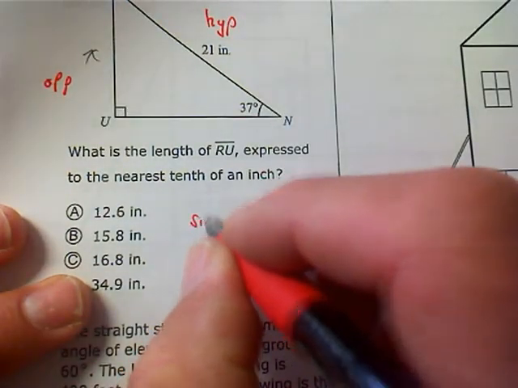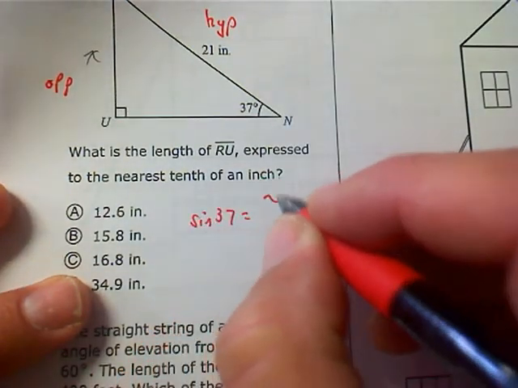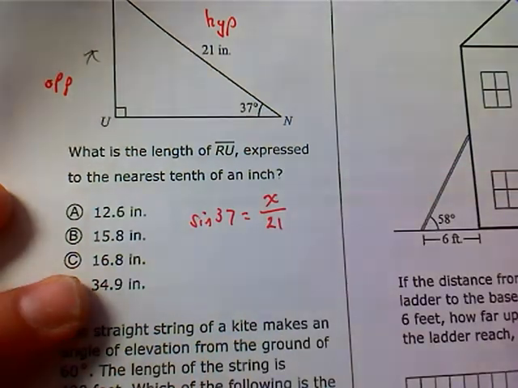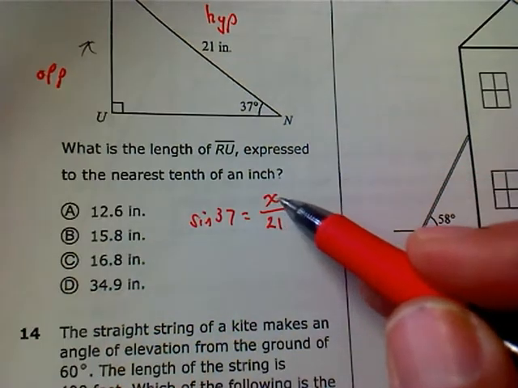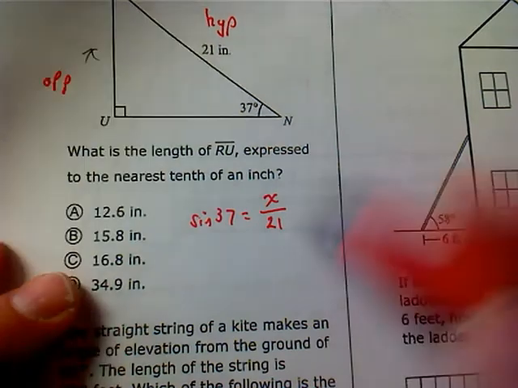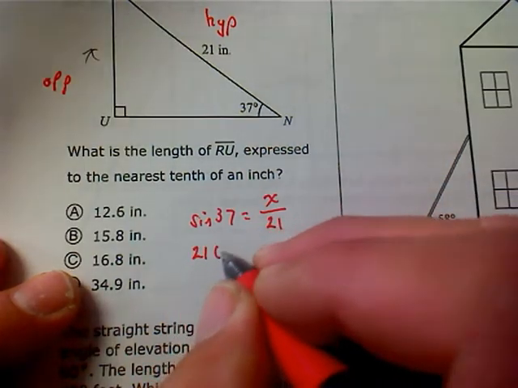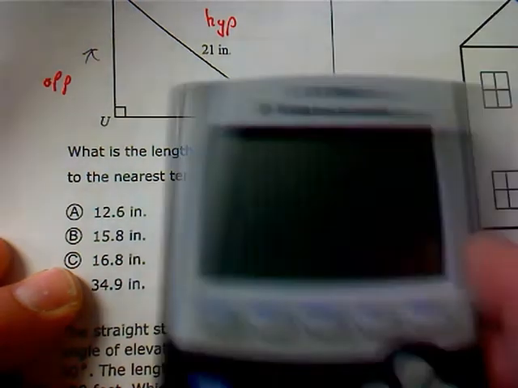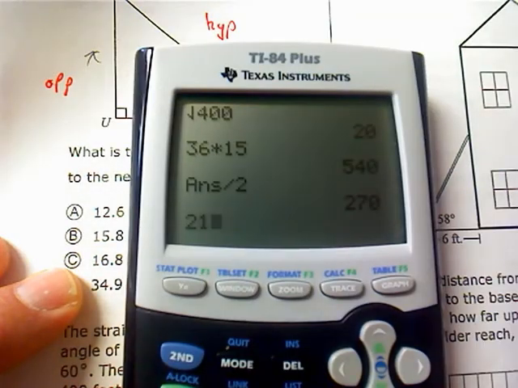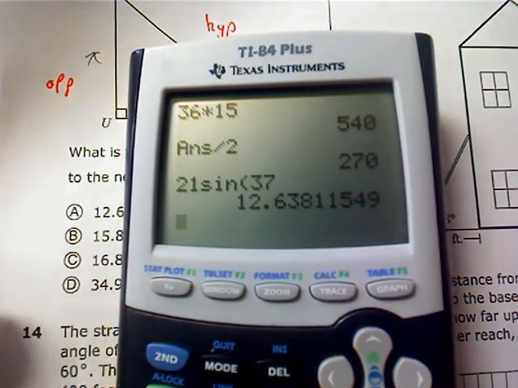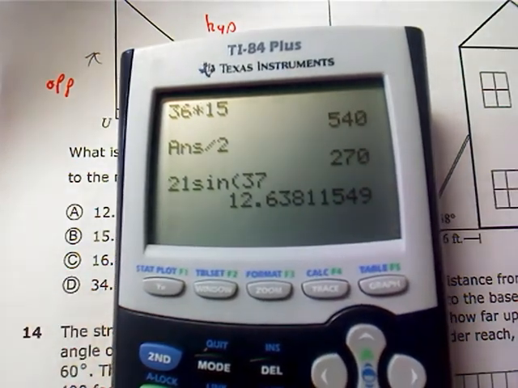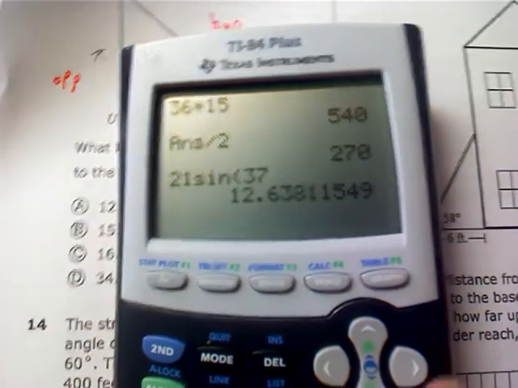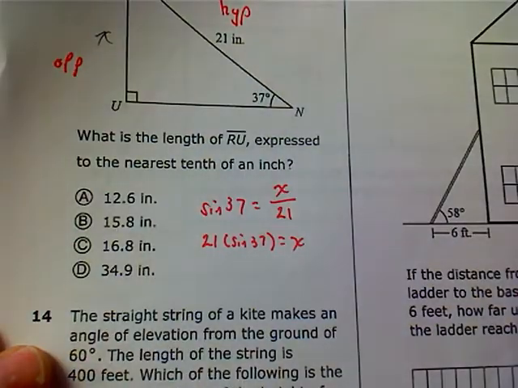So this tells me it's going to be a sine function, opposite over hypotenuse. So the sine of 37 equals x over 21, the opposite over the hypotenuse. So I multiply both sides by 21. I grab the calculator. 21 sine 37 gives me 12.64. It said to the nearest tenth, so 12.6.